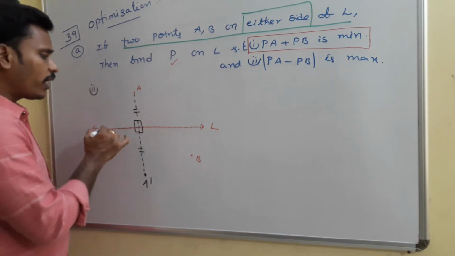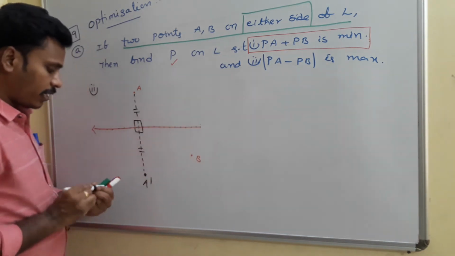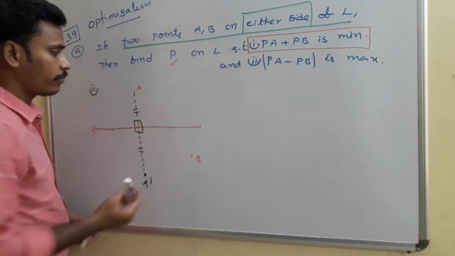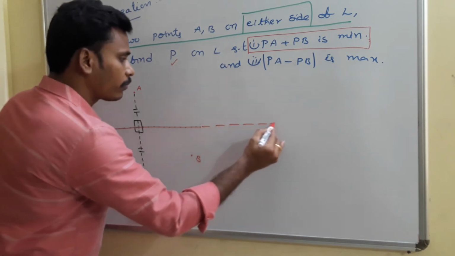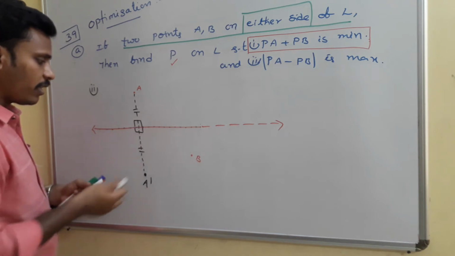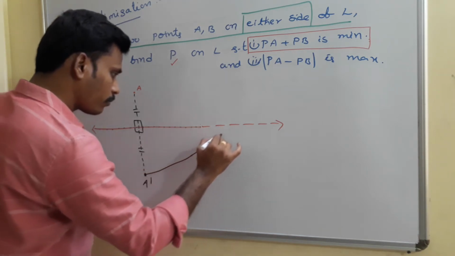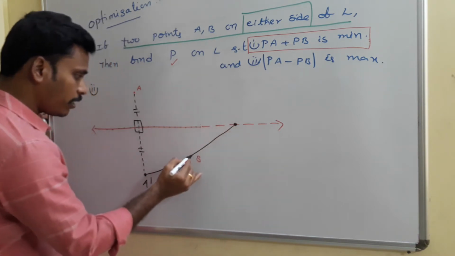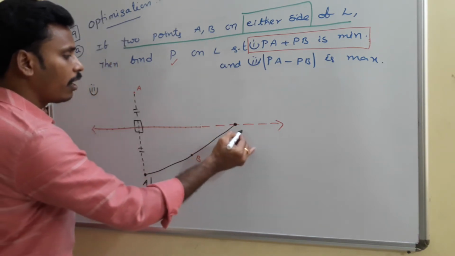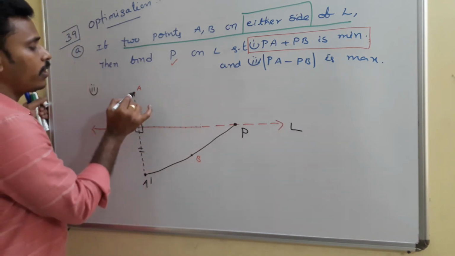Now we can take different points on this line. For suppose if you extend it, you need to extend this A dash B also. This A dash B, the line joining A dash and B, for sure meets the line at P, and you just join this PA also.